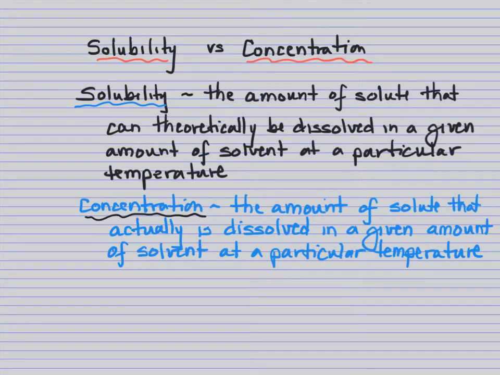So you're going to hear us use 2 different terms: solubility and concentration. Solubility is kind of a theoretical thing. It's the amount of solute that you can theoretically dissolve in a given amount of solvent at a particular temperature. Concentration, on the other hand, is the amount of solute that actually has been dissolved in a given amount of solvent at a particular temperature. For the rest of this video, we're going to be talking about solubility. We'll look at concentration units in a different video.